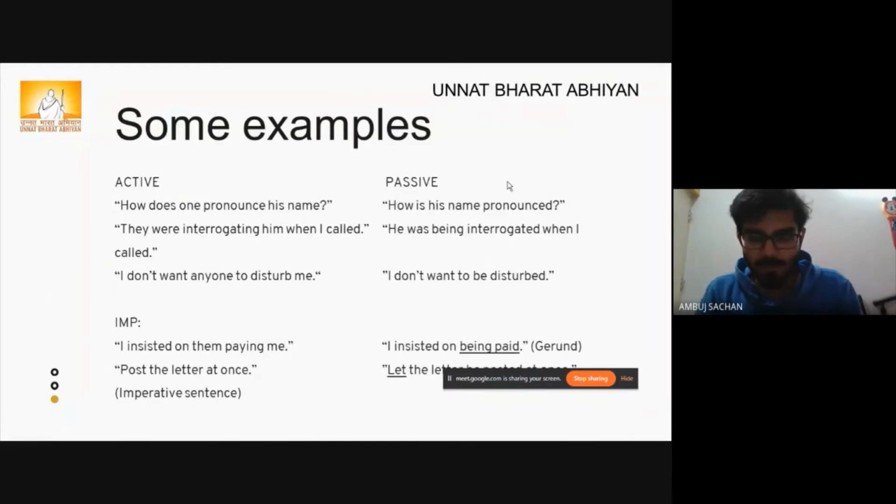Now, the first example is very important here because you will be able to convert normal assertive sentences. But what about question wala sentences? What will you do there? Now, once you get the structure correctly, this is a very simple thing. Take a look at the active sentence.